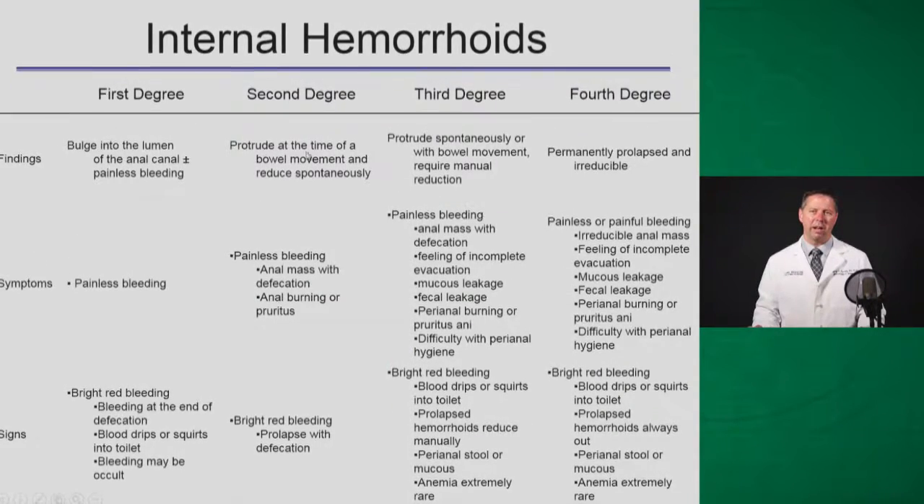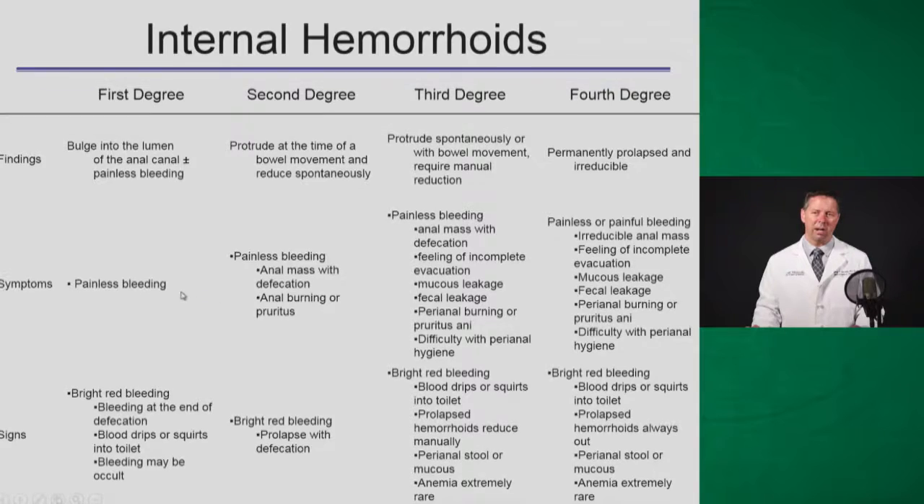Internal hemorrhoids, on the other hand, are classified by degree of prolapse. First degree, there's a bulge in the lumen of the anal canal, and sometimes painless bleeding. Second degree, there's a protrusion at the time of a bowel movement with spontaneous reduction. Third degree, there's protrusion at the time of bowel movement, and the reduction has to be assisted. Fourth degree, there's a protrusion at all times, and it cannot be reduced.